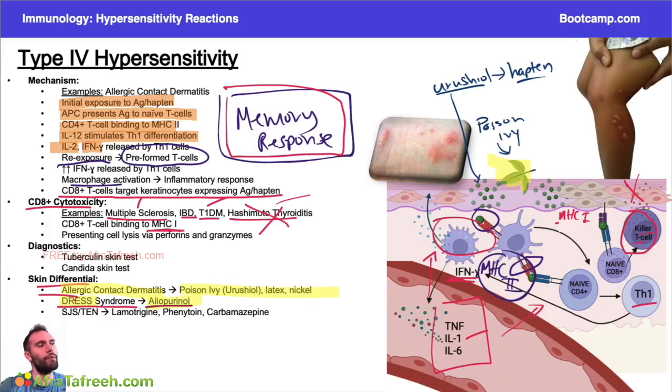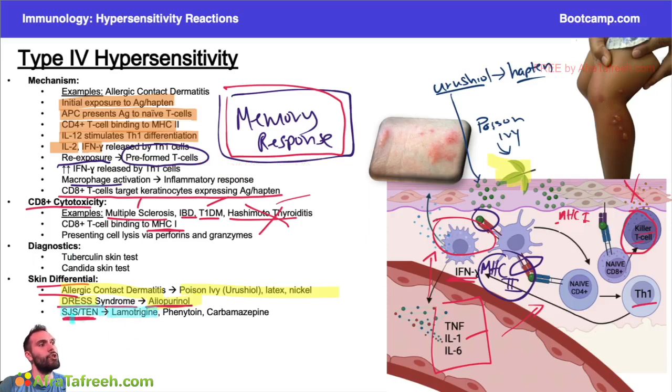You have the E for eosinophilia. They'll also have variations in the platelets and the lymphocytes, right? I don't want to go into all the details on that, but just something to be familiar with. We're talking about the different medications here. So allopurinol for DRESS syndrome. And then when you're thinking about SJS and TEN, which you can also see allopurinol with, but the big 2 drugs I want you to remember are going to be lamotrigine for SJS and TEN.